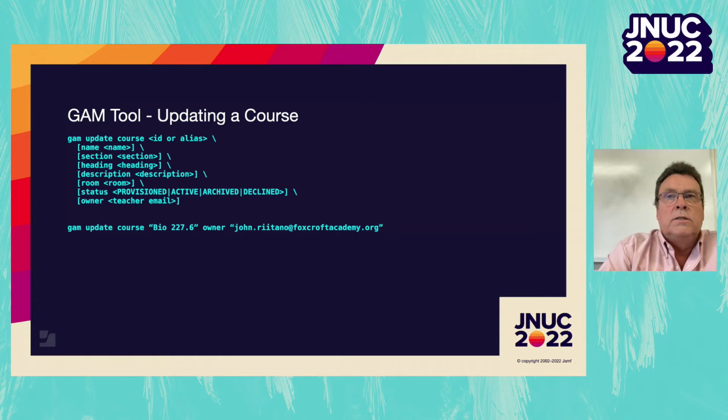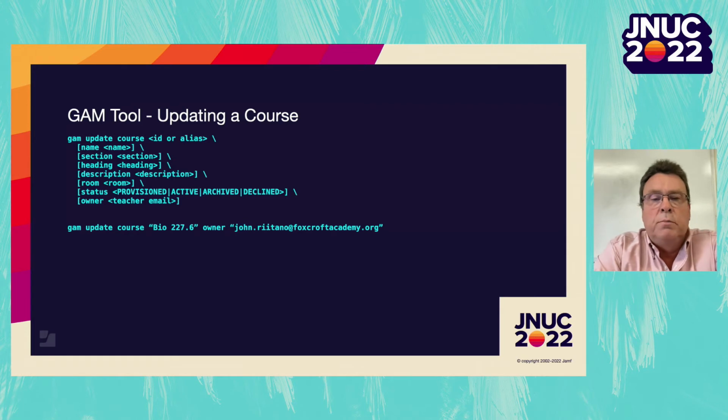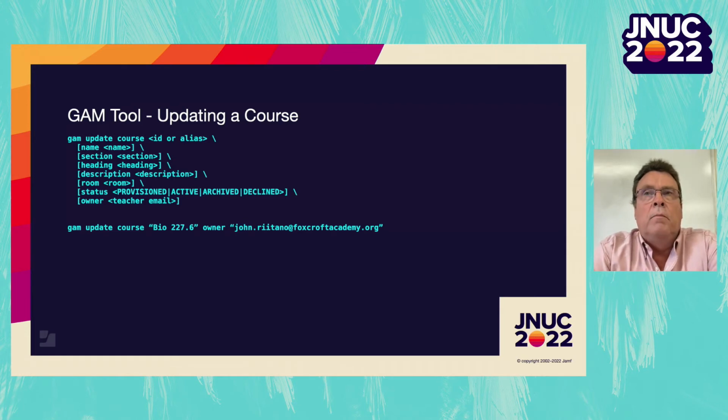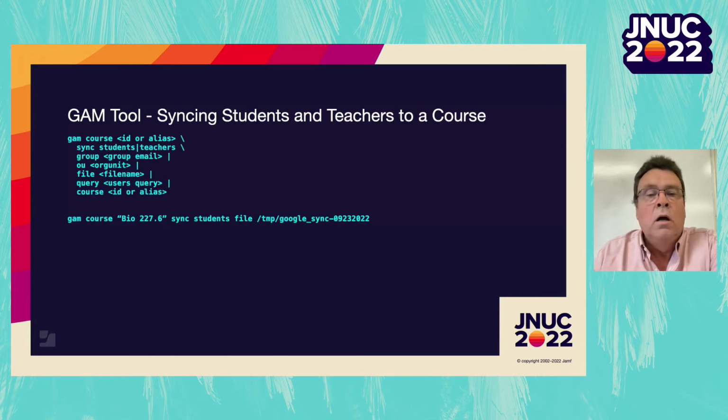A Google Classroom has a single owner, and can have multiple teachers and multiple students. The owner must be a teacher, but not all teachers are owners. So there comes a little hiccup if you're changing the teacher of a class, and we'll get to that when we look at the script. I'll explain that a little bit more.